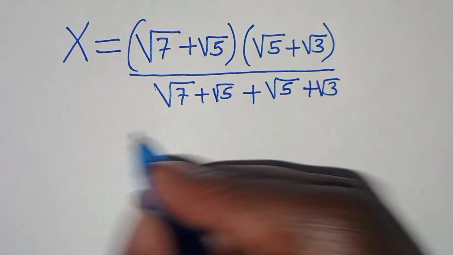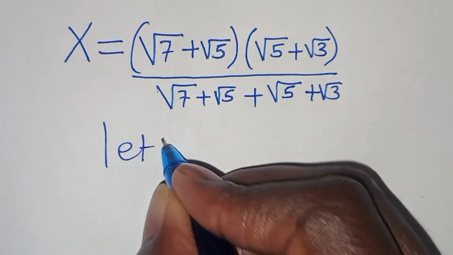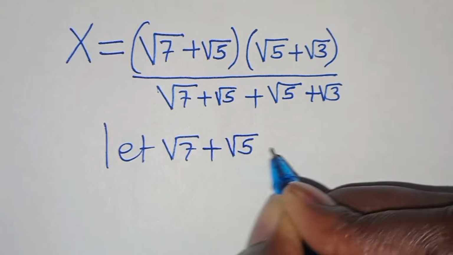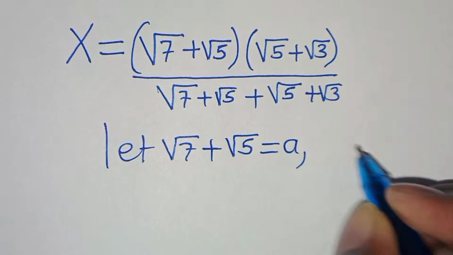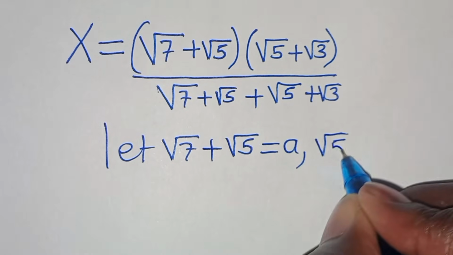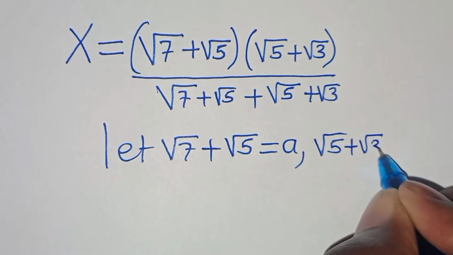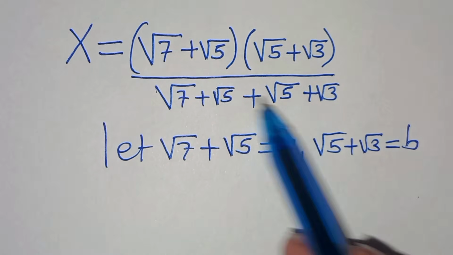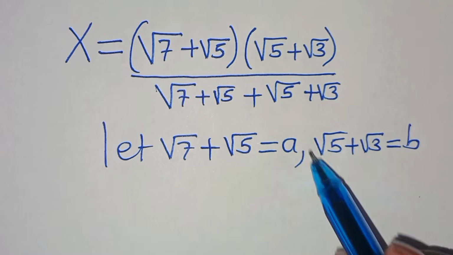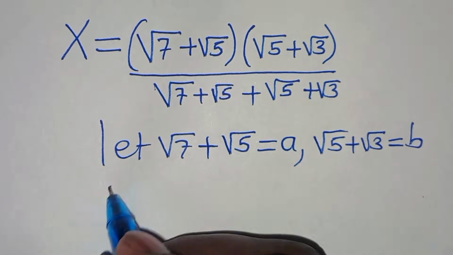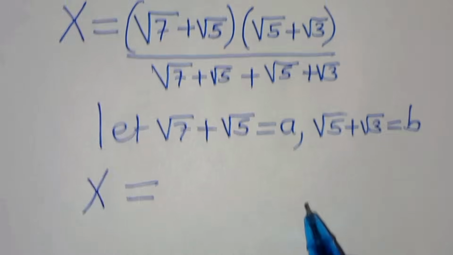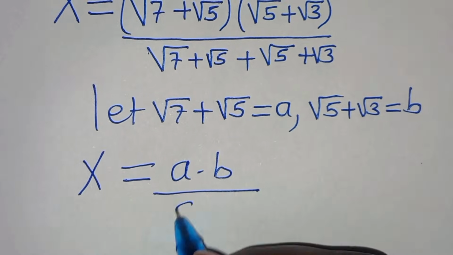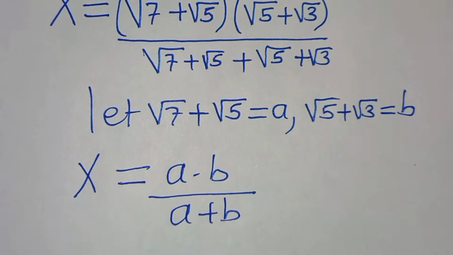Now from here, we can let the square root of 7 plus square root of 5 be equal to a, and we can let square root of 5 plus square root of 3 be equal to b. So let's express this equation here in terms of a and b, so that x is equal to a times b divided by a plus b.